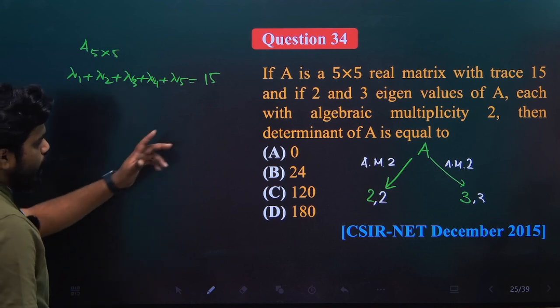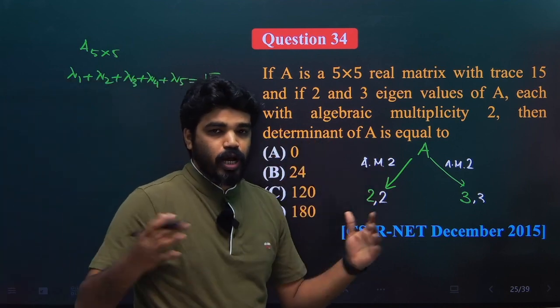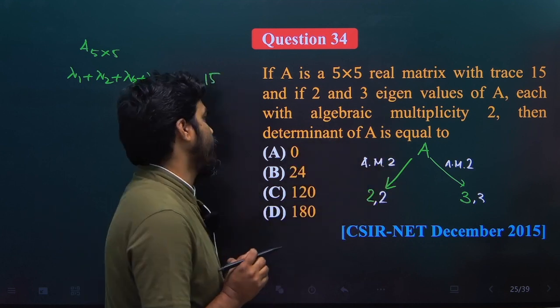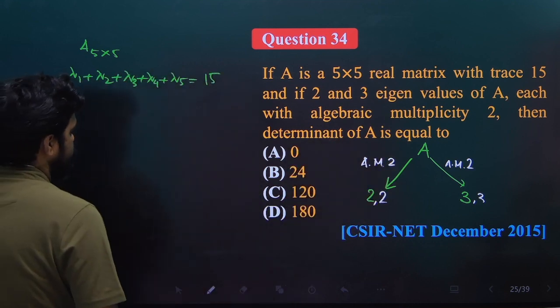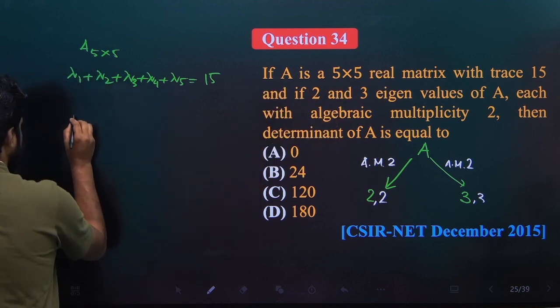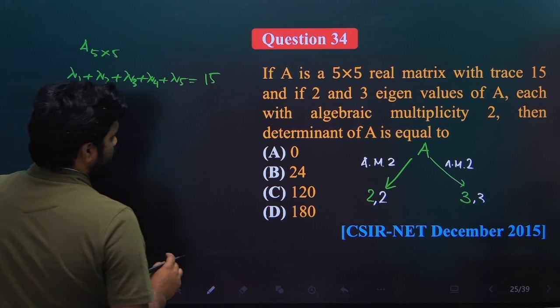Okay, we have to find the determinant. Determinant means the product of the eigenvalues. Determinant of A is the product of the eigenvalues, right? So it is given that trace is 15, what is given?